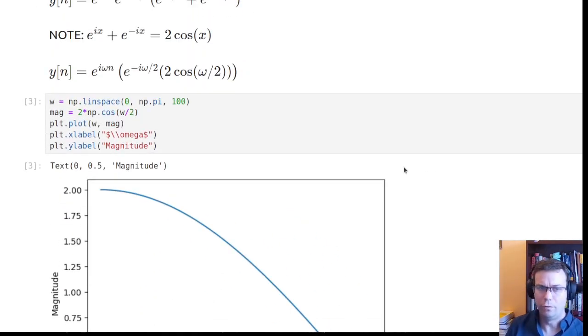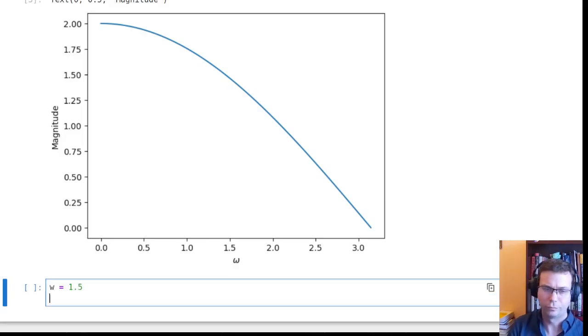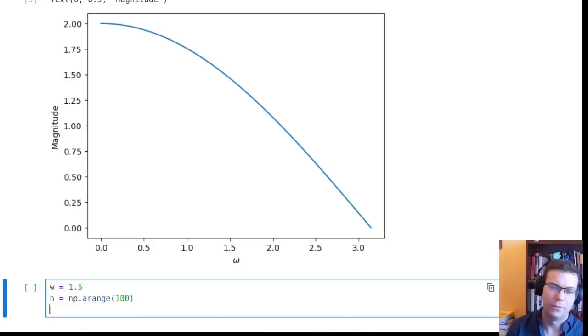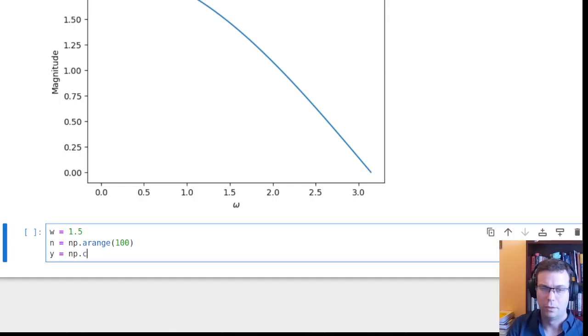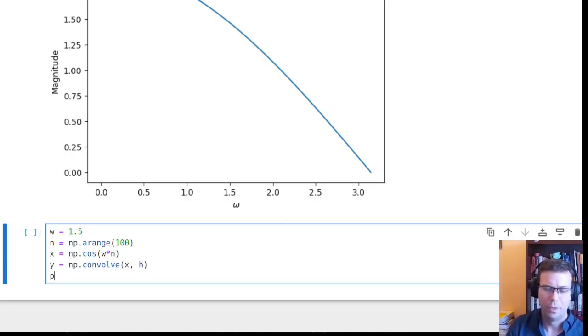And it's probably helpful to go through a little example of this to make sure it makes sense where the theory applies. So let's say I had a radian frequency of, let's say, 1.5. Okay, so 1.5 radians per sample. Let's take 100 samples. So I'll say np.arange 100, and let me make a pure cosine at that frequency. So just omega times n. All right. And now, actually I'll call it x. Now if I send that through and convolve that with my impulse response, which is just 1, 1, let me plot that.